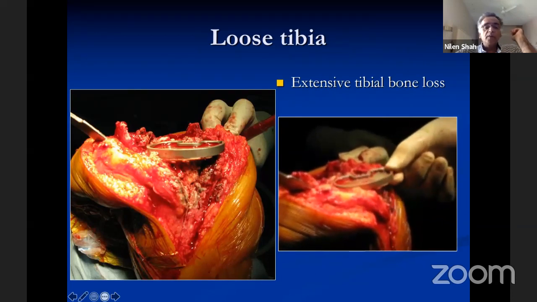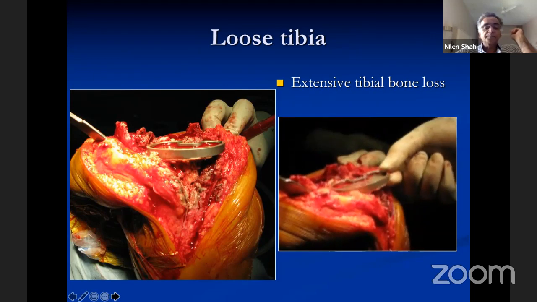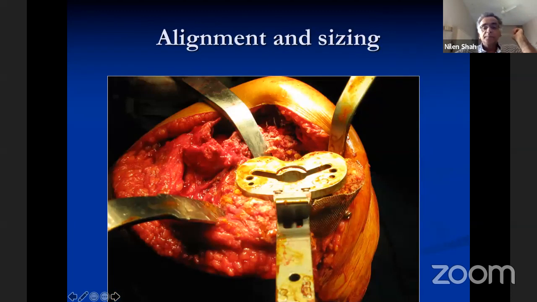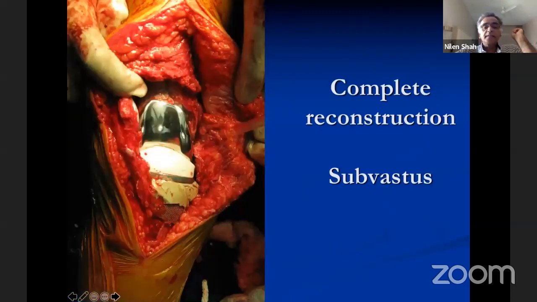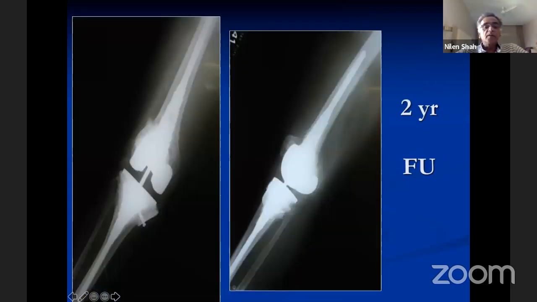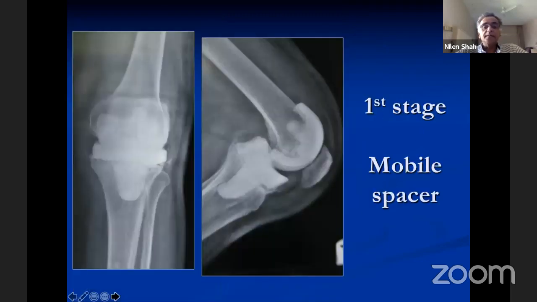Absolutely, you can move it in whichever way you want. So the tibia is reconstructed, allograft bone, aligned and sized, complete reconstruction. We did it through the subvastus approach, and post-operatively you can see that the stems have been used, the sleeves have been used, bone has been grafted to improve the metaphyseal area, and she has remained well and satisfied.